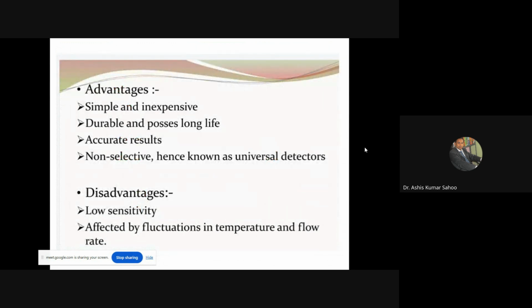So what are the advantages and disadvantages of gas liquid chromatography? Simple, inexpensive, durable, possess a long life, accurate results, non-selective hence known as universal. The disadvantage is low sensitivity.